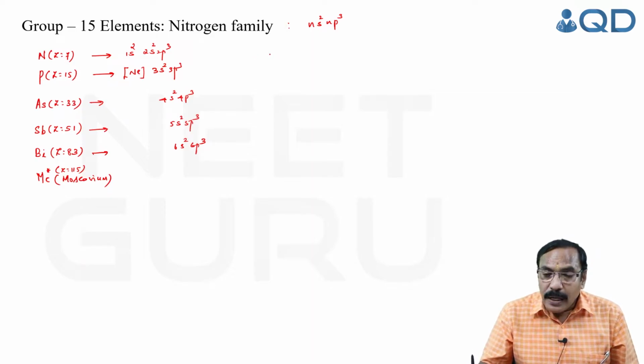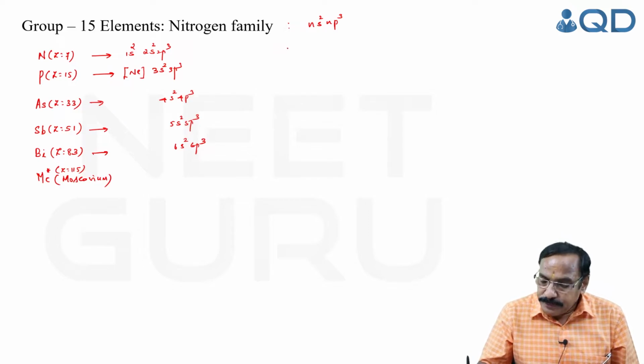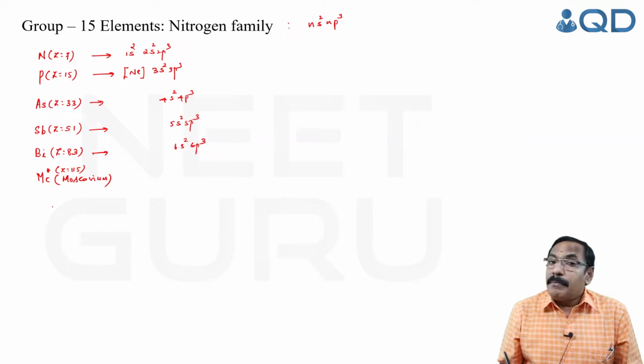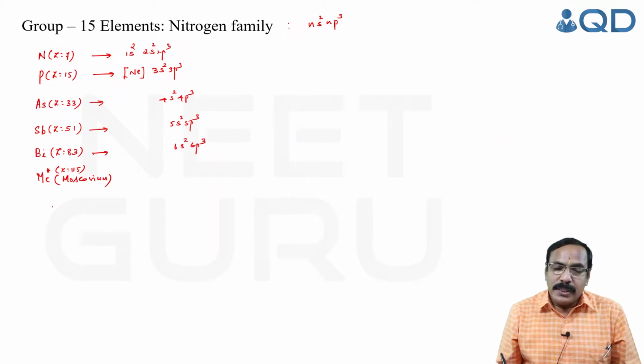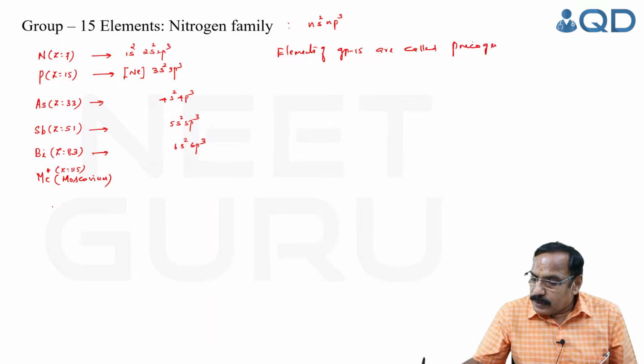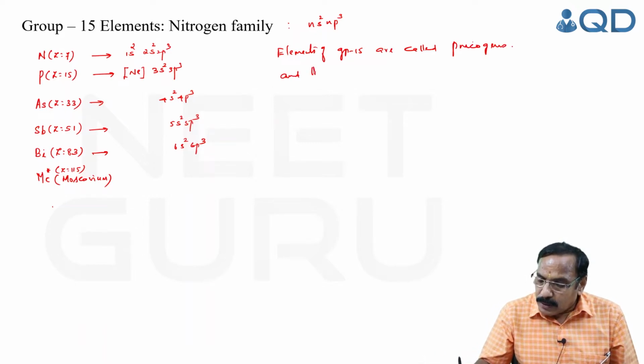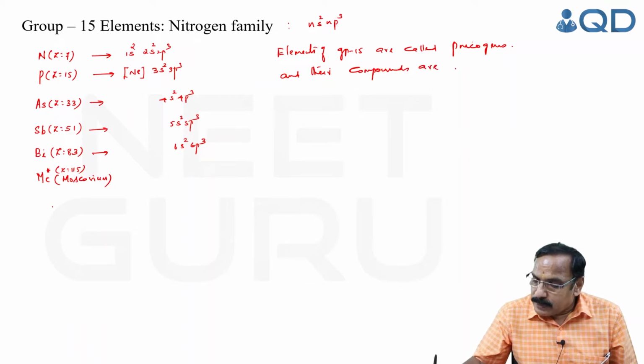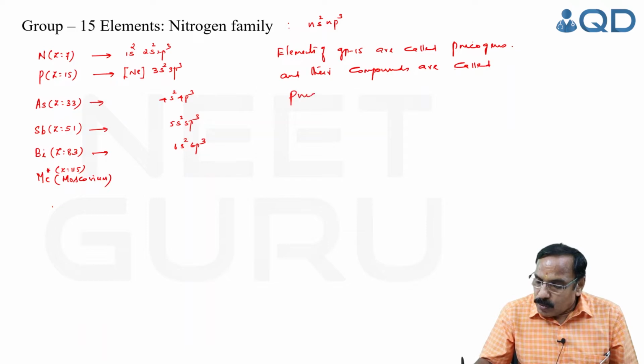Now, regarding the oxidation state. The elements of the nitrogen family are called pnicogens, and their compounds are called pnictides. The word pnicogen is derived from the Greek word meaning suffocating.